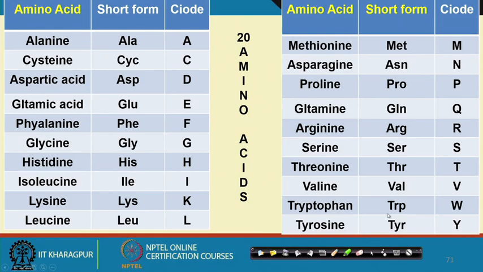I had shown you earlier the different amino acid structures, but their short name, or what we call the abbreviation. So these abbreviated names are also there, and in that we can see that there are 20 amino acids which are listed, right? And these have the abbreviated name and the code, right?